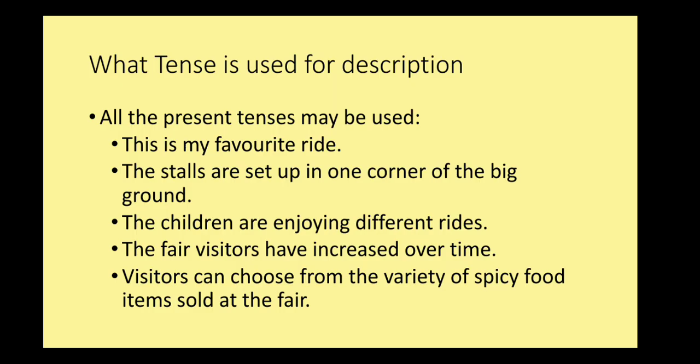Another important thing for description to remember is that you usually use the present indefinite tense, the present continuous tense, present perfect tense, or the be form of the verb to describe pictures that are in front of you and you're describing them. Let's look at some examples. This is my favorite ride. The stalls are set up in one corner of the big ground. The children are enjoying different rides. The fair visitors have increased over time. Visitors can choose from the variety of spicy food items sold at the fair.